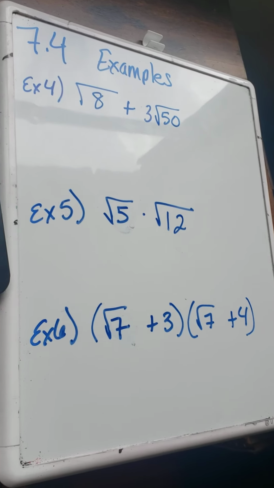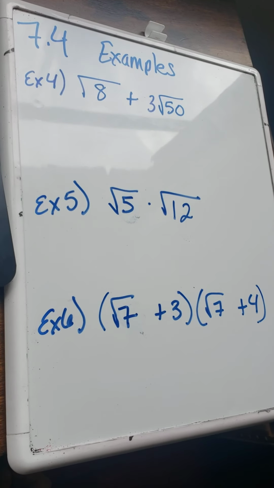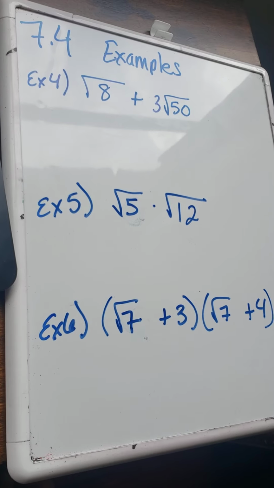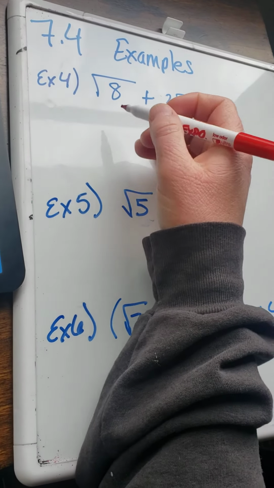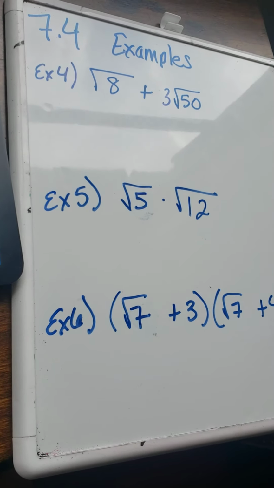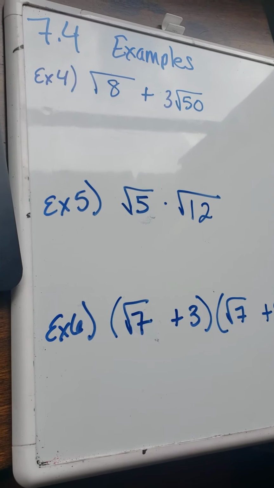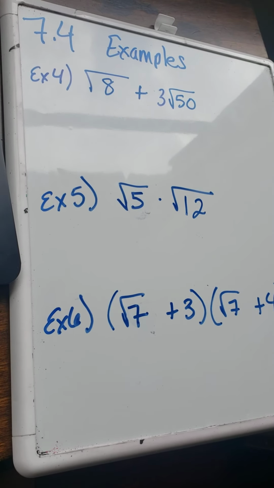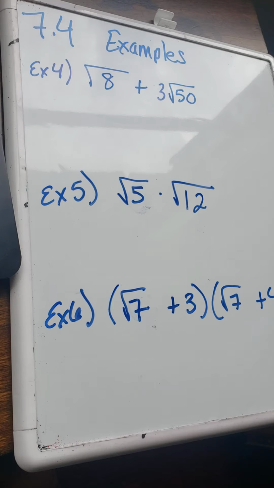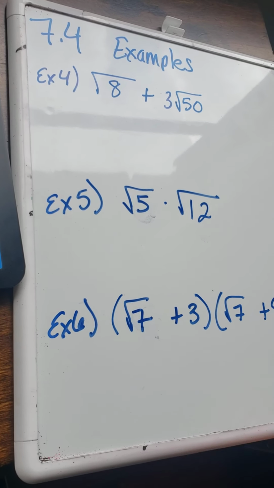All right, here are a few more examples for section 7.4, adding, subtracting, and multiplying radicals. So the first one, before we can add these, because right now they don't have the same radical, we want to see if we can simplify them, and when we simplify them, if that ends up with the same radical, so we can then add them.